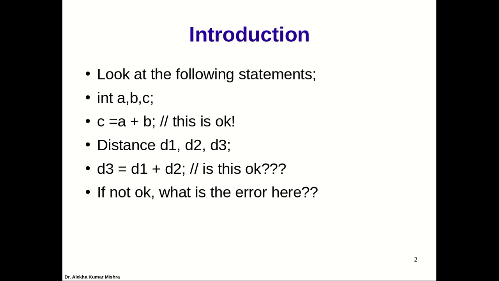Now let's say we've declared three distance objects. I think we already discussed the distance class example in my previous lectures. I would like you to please refer to that example. Using that class of distance, we can create three objects like d1, d2, d3. Now when it comes to writing d3 equal to d1 plus d2, the logical meaning is that I'm going to add two distances, d1 plus d2, and store the result in d3.